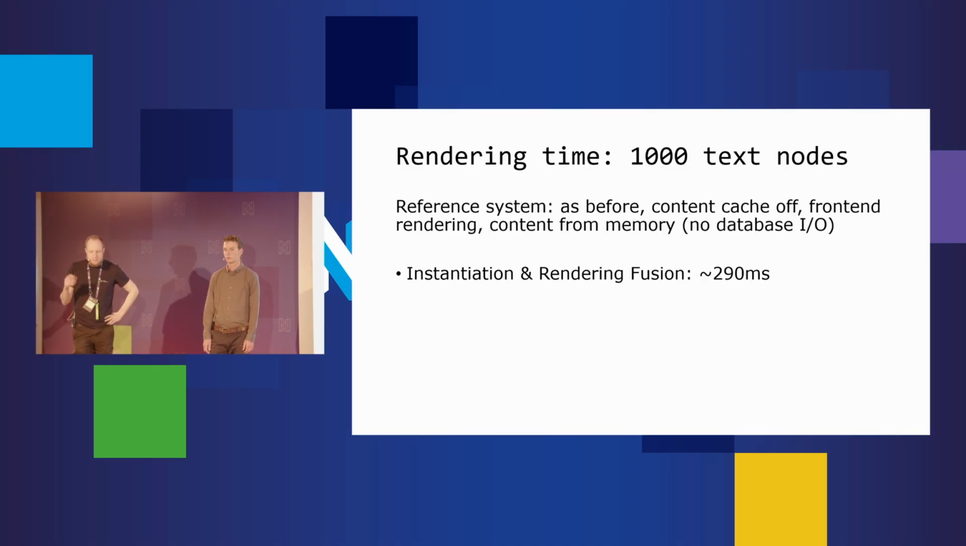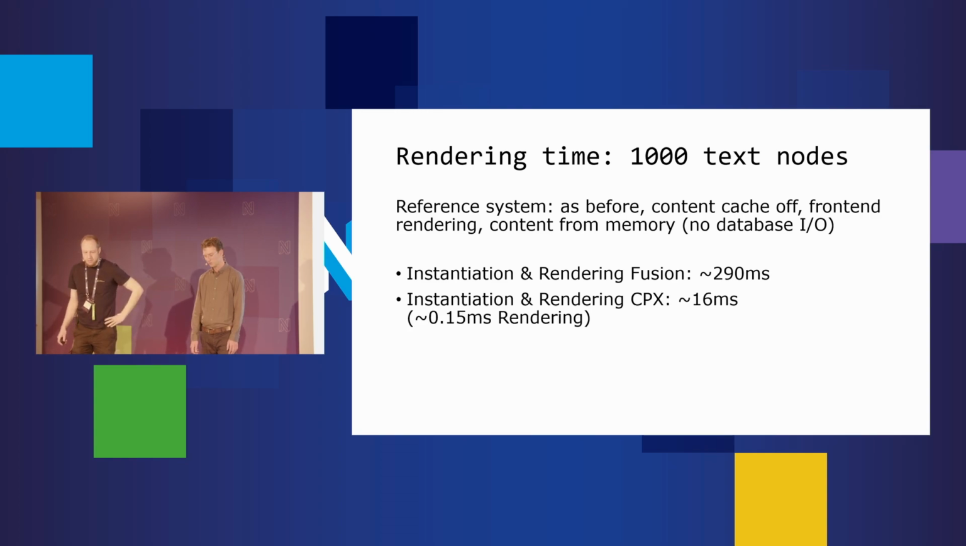Let's add 1,000 text nodes on that page. Same system, content cache off, so that doesn't cheat. Front-end rendering mode, so no wrapping for the inline editing. The content comes from memory, so there's an in-memory content graph active at that moment, so no database I/O. And Fusion takes for the whole instantiation of its runtime and the rendering of the components about 290 milliseconds. And for CPX, that would be 16.